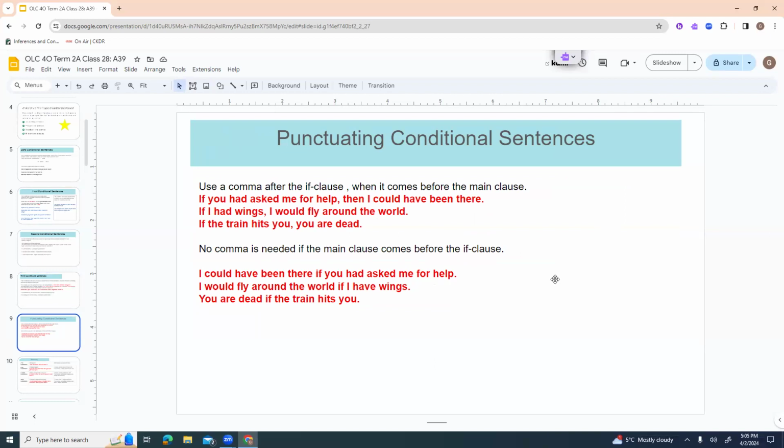No comma is needed if the main clause comes before the if clause. So if the if clause is at the end, you don't need a comma. I could have been there if you had asked me for help. I would fly around the world if I had wings. You are dead if the train hits you.